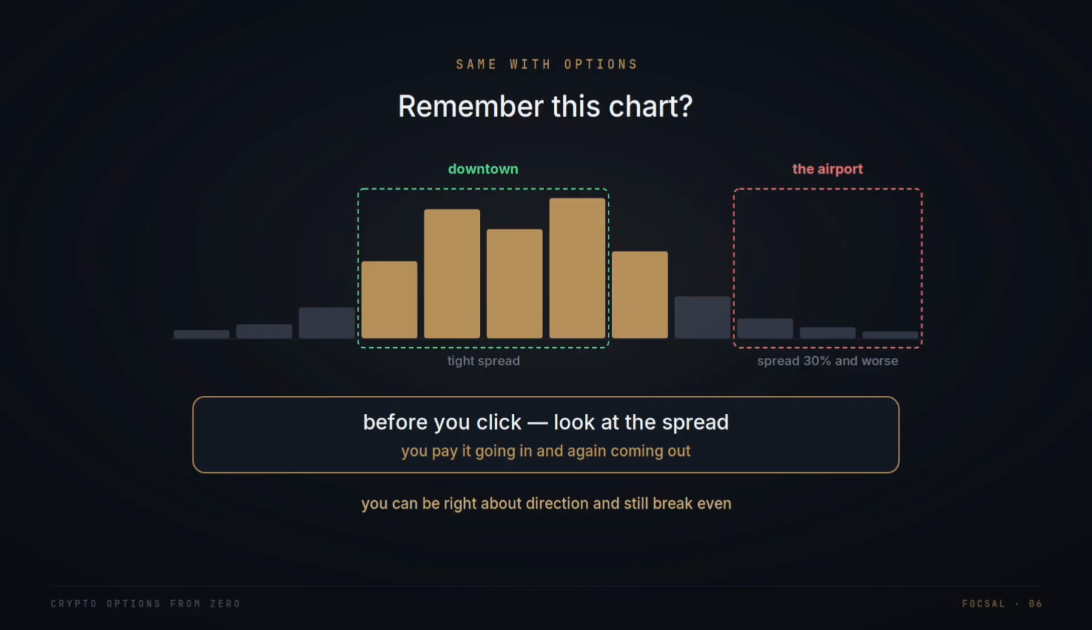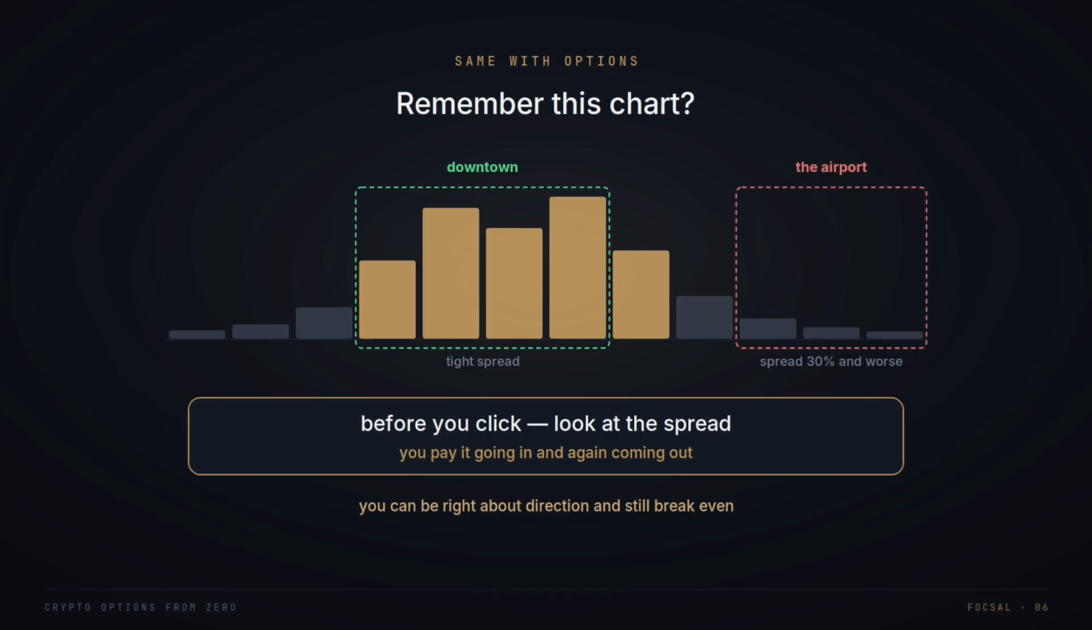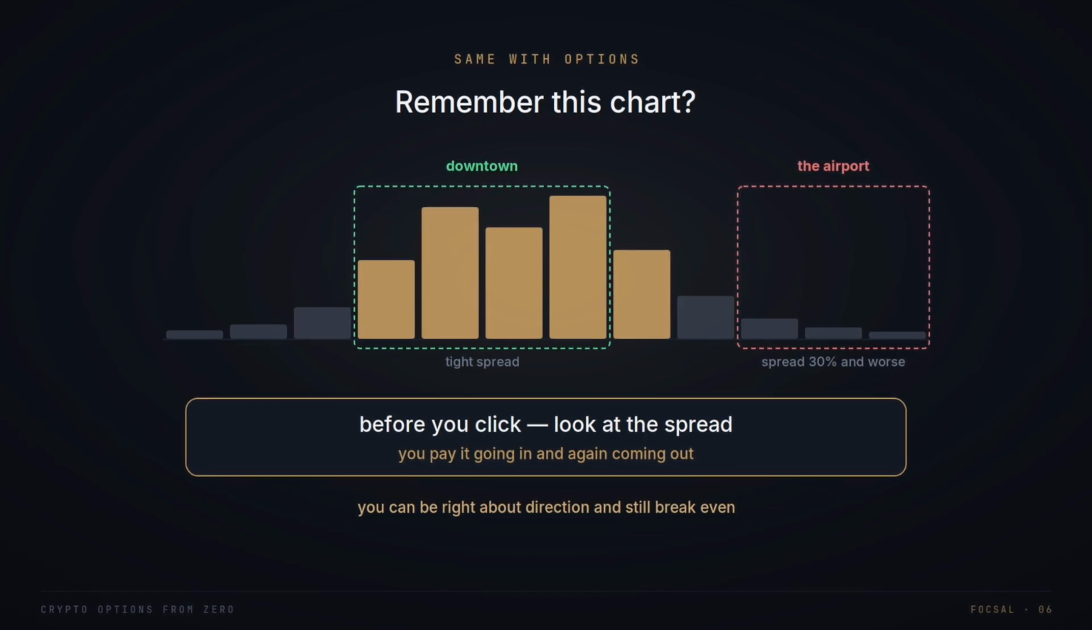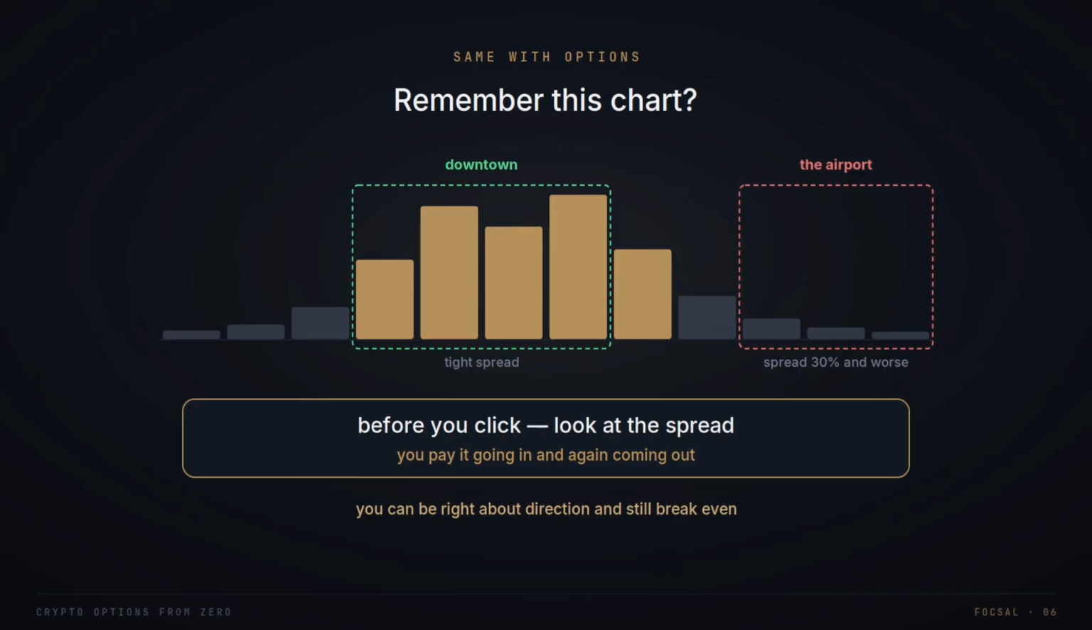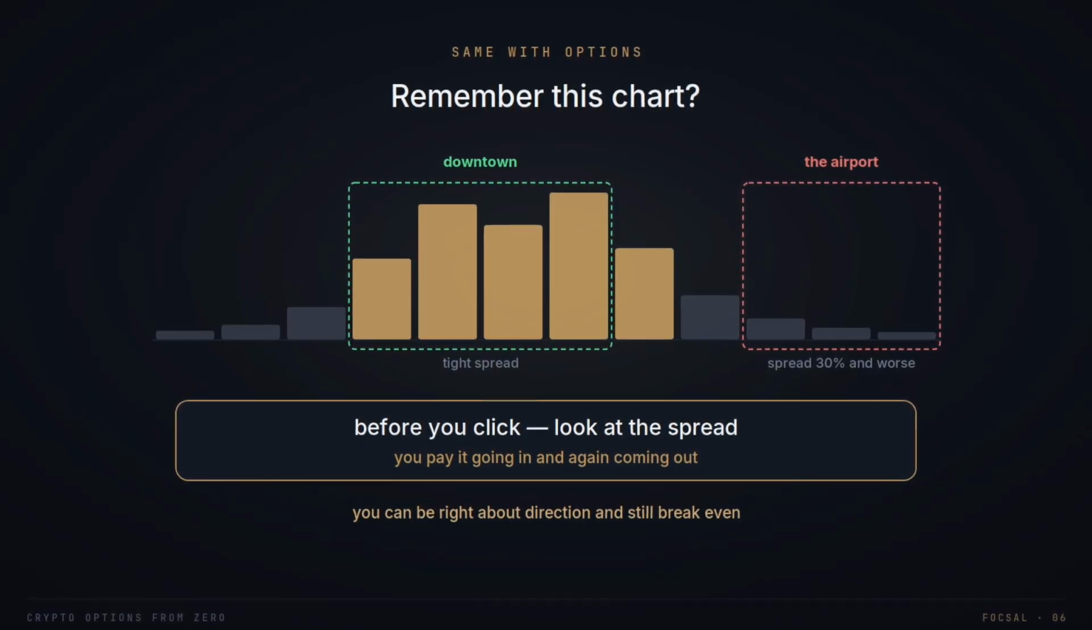And here's where that chart from a minute ago comes back. Remember how volume didn't spread evenly? How a handful of strikes took almost everything? Those strikes are downtown. Plenty of people trading them, tight spread. The empty ones are the airport.